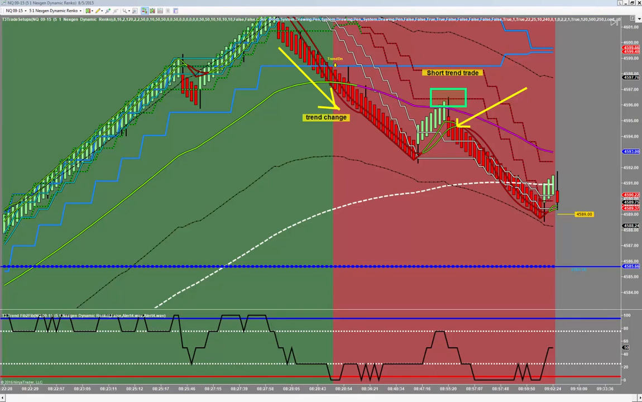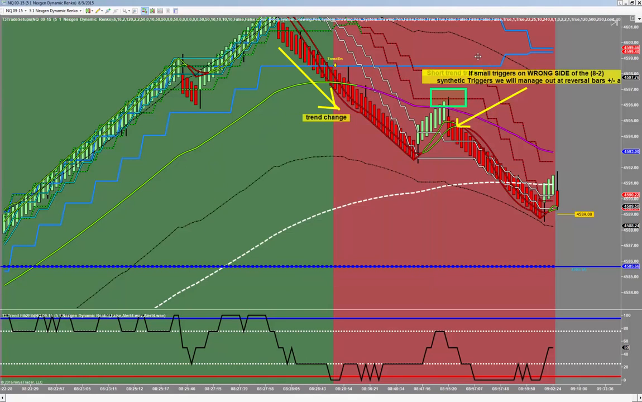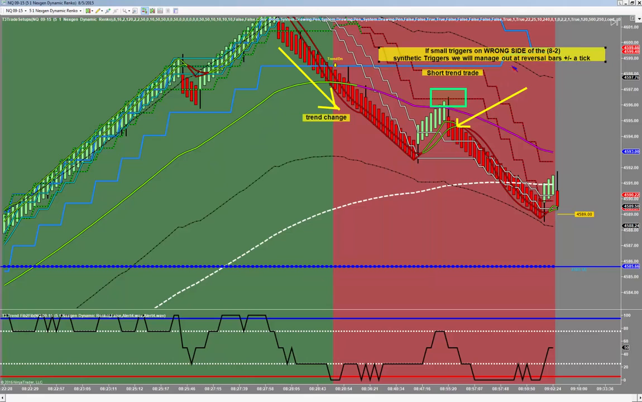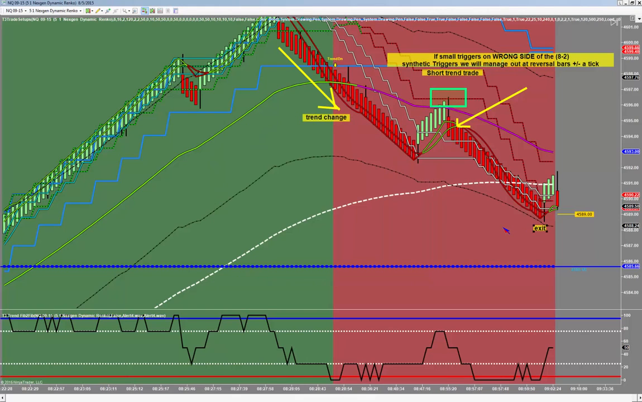So this is what we're talking about. If the small triggers are on the wrong side of the 8-2 synthetic triggers, you're going to manage that trade a little tighter. All right, so that would have been your short. This would have been your exit. Everybody understand that? Pretty straightforward, hopefully.